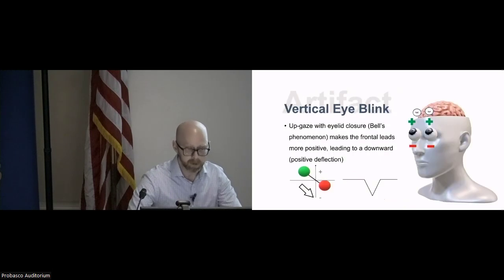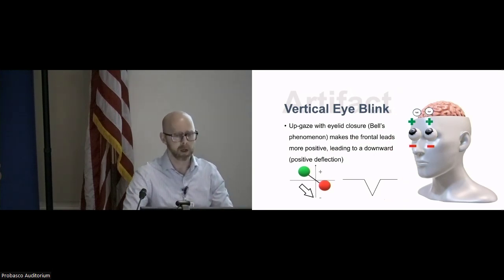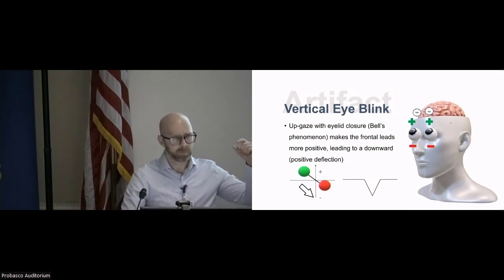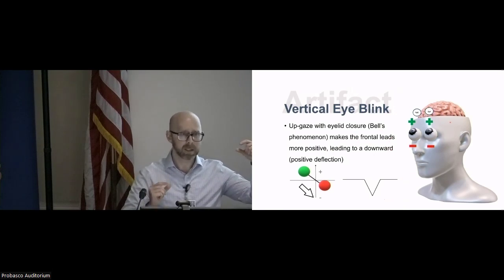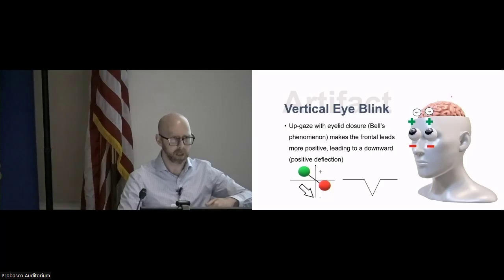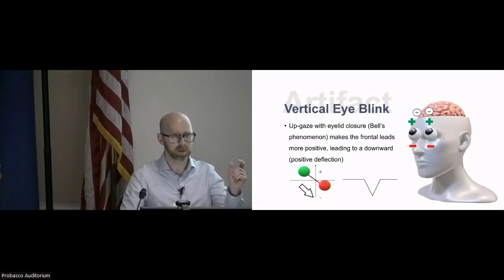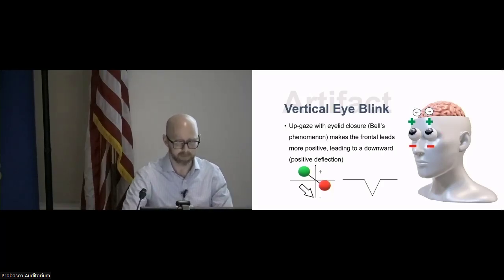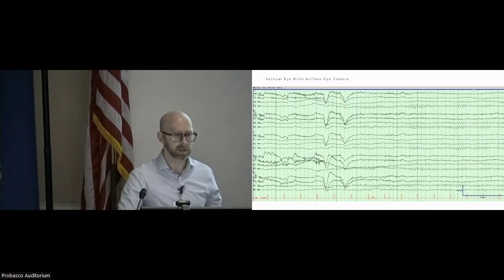So what happens is when you close your eyes, there's Bell's phenomenon. There's an introduction of a more positive charge near the frontal electrodes, which are the frontopolar electrodes. So you remember, if the first electrode is more positive than the second, it goes downward, right? And so it's a positive deflection, it goes downward. And that's positive because the first electrode is more positive than the second. So what does that look like? It looks like this. This is eye blink artifact.